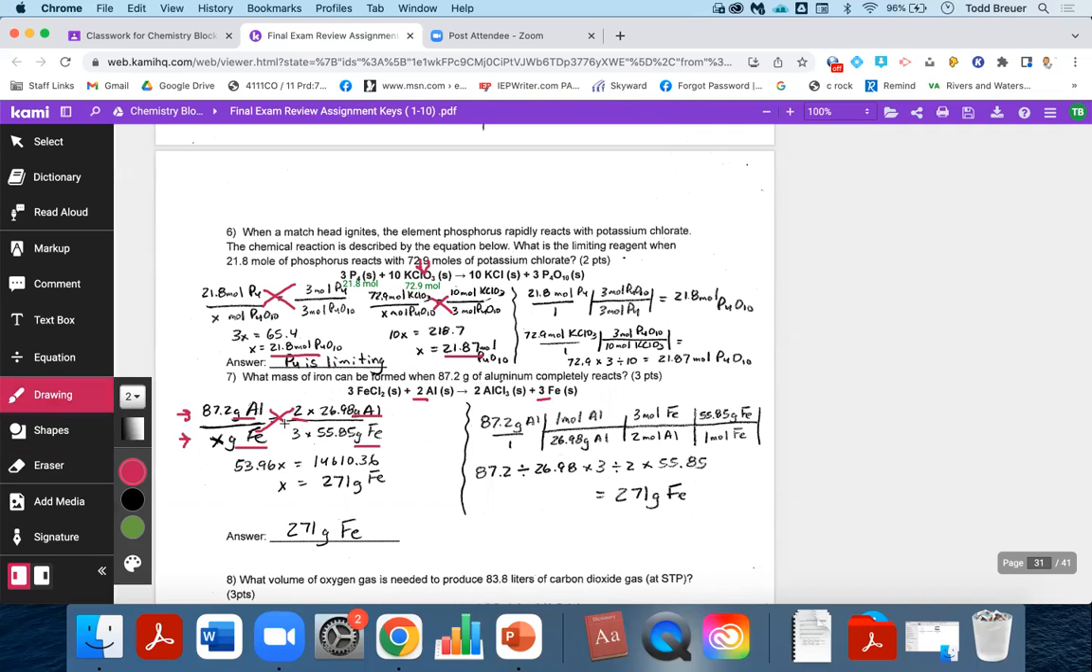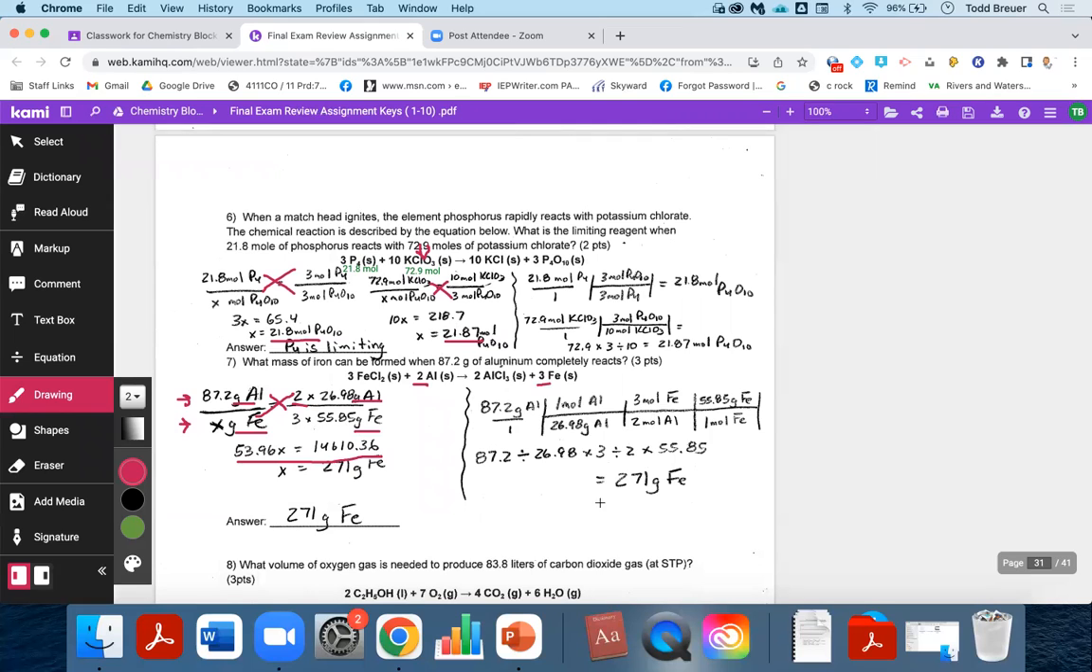2 times X times 26.98 equals 87.2 times 3 times 55.85. Hey, look at that. We get an equation. We divide each side by 53.96, and that would relate to 271 grams of iron. So it's given over desired. Make the fractions match on the right side. Make certain you factor in the mole ratio quantities, the multipliers.